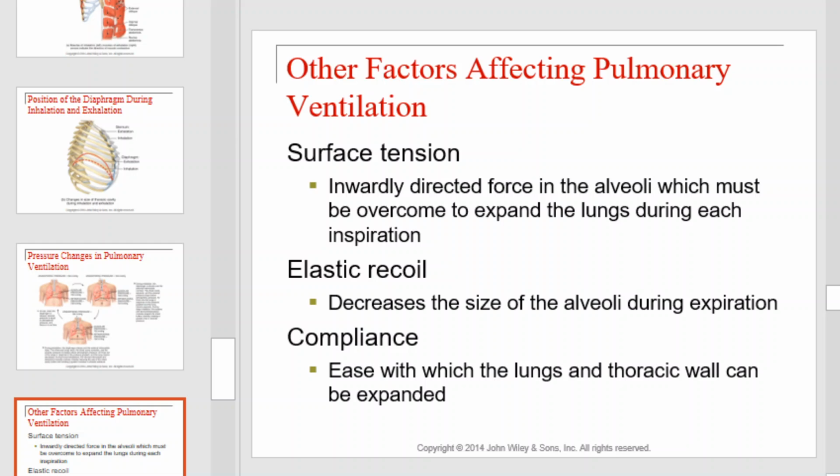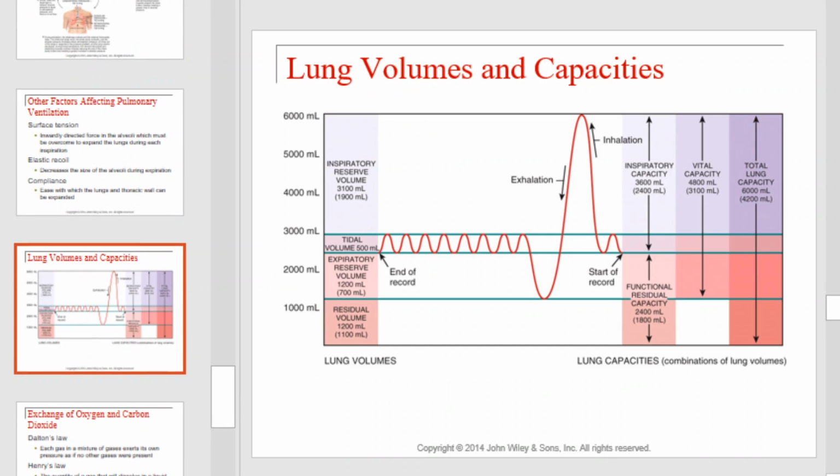Other factors affecting pulmonary ventilation include surface tension, elastic recoil, and compliance. Surface tension involves an inwardly directed force in the alveoli, which must be overcome to expand the lungs during each inspiration. Elastic recoil references the decrease in the size of the alveoli during expiration, and compliance is the ease with which the lungs and thoracic wall can be expanded.